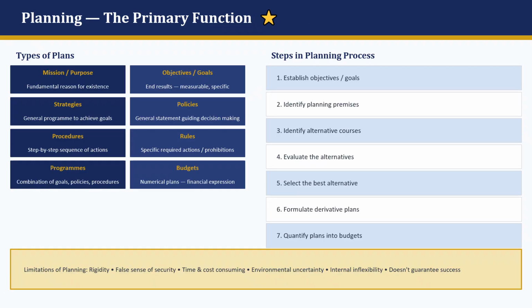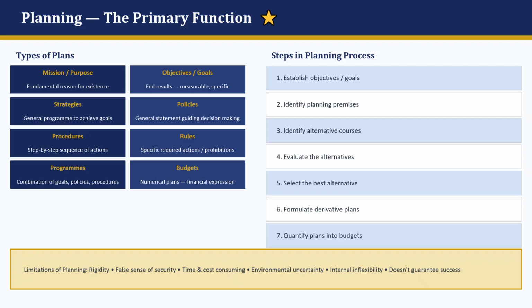Planning, the primary function. Planning is considered the primary function of management because it sets the direction for all other functions. It involves determining objectives and deciding how to achieve them. There are different types of plans, including mission, objectives, strategies, policies, procedures, rules, programs, and budgets.